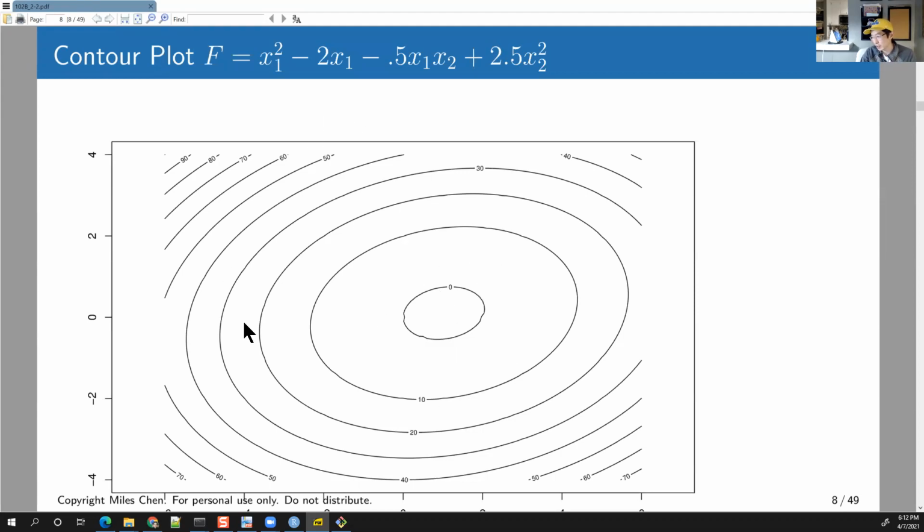So this is what it looks like, and here we have contour lines. If you slice it across, you get something like this. We can eyeball it and say the minimum is somewhere around here, at 0 point something.